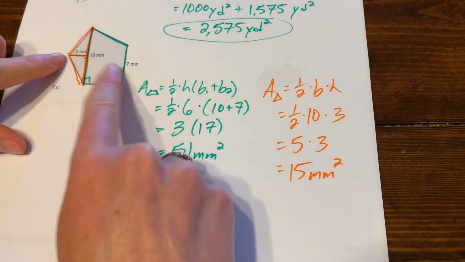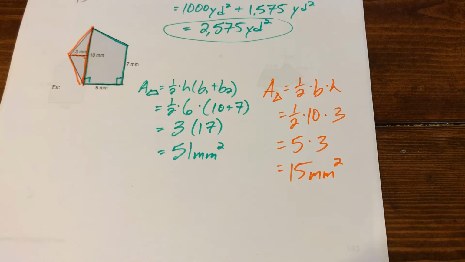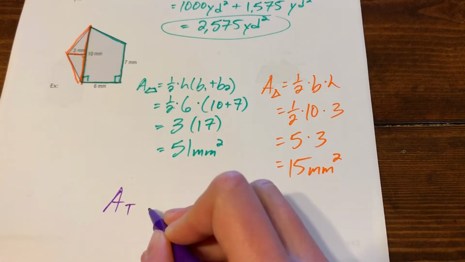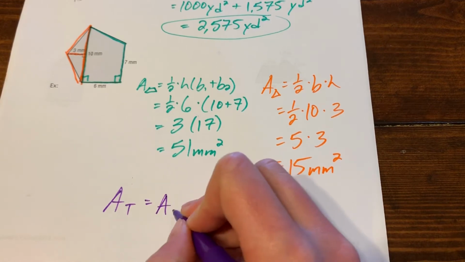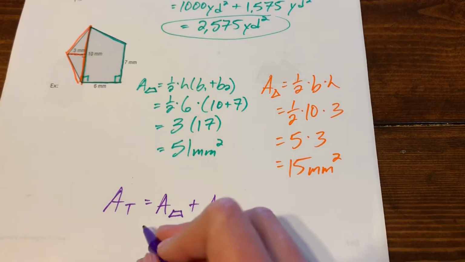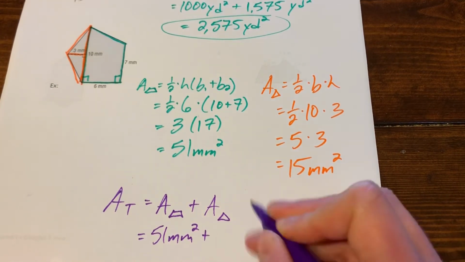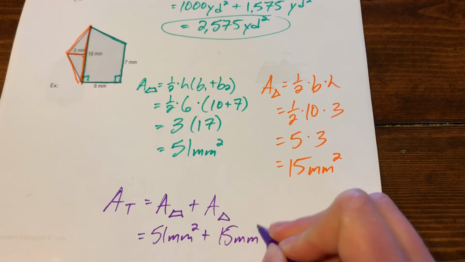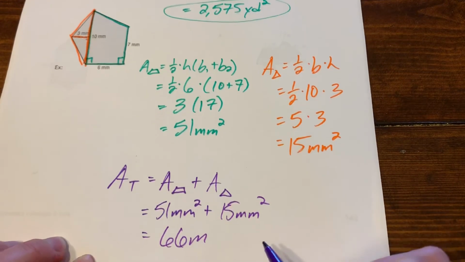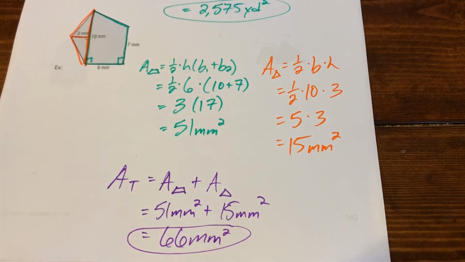And we are adding these two shapes together. There are no divots. We're not taking anything away. So my grand total area, so area sub T, is going to be the area of the trapezoid plus the area of the triangle. We're going to add those two values together. And we get 66 square millimeters as our final answer.